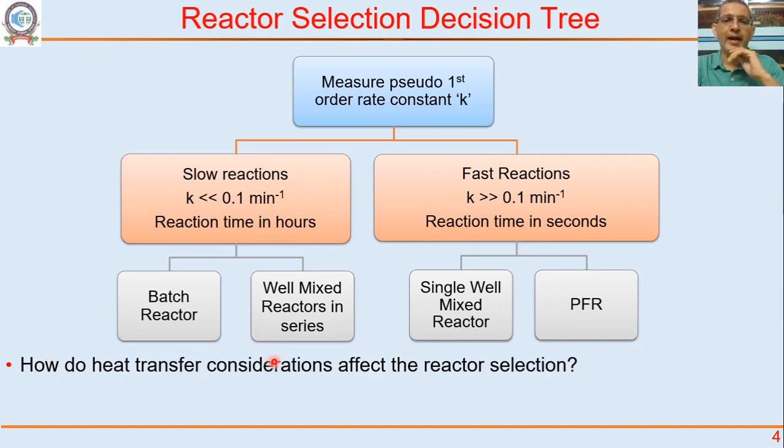So what we want to address in this lecture is, in this decision making tree, how do heat transfer considerations affect the reactor selection? Remember, in our previous lecture and all our undergraduate course, we had assumed that the reactor was operated isothermally, so the rate constant does not change with time in a batch reactor or with location in a plug flow reactor. So this is what we want to do in this lecture. How do heat transfer considerations come into the picture in this kind of scenario?